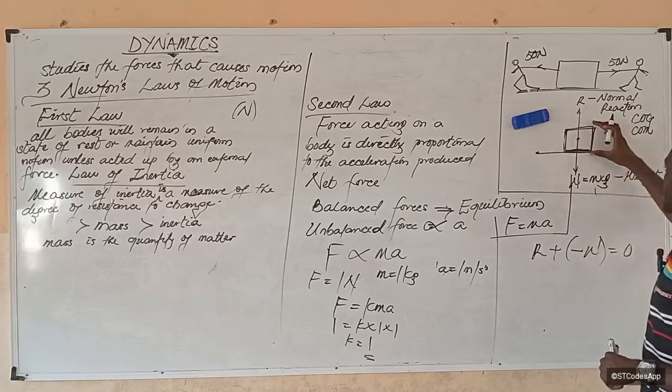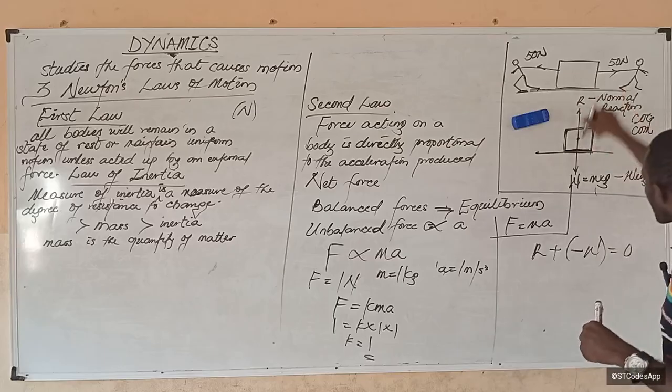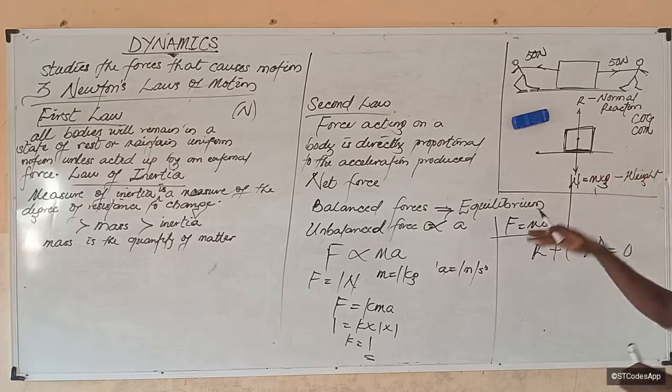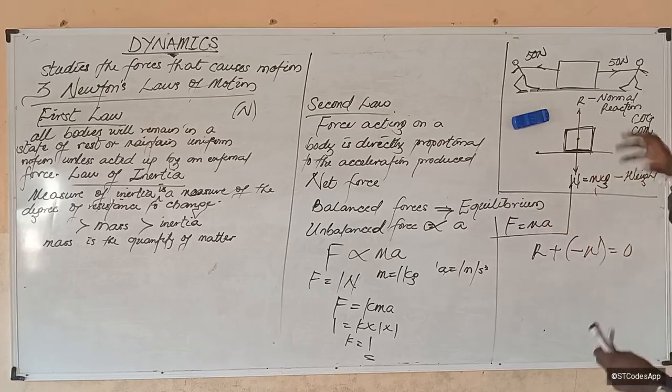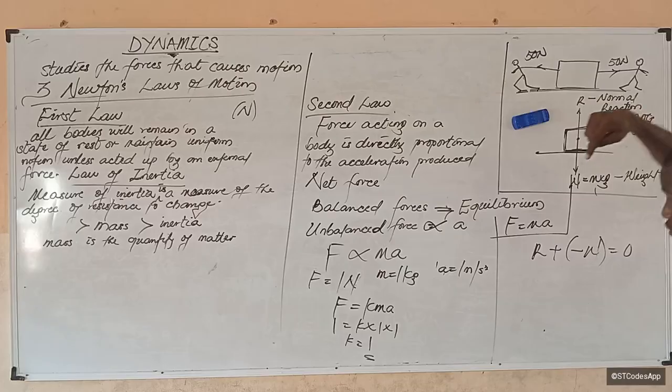It would mean that the weight of this body was greater than the normal reaction. For example, if this body was on the air surface, what will happen? The weight will be greater than the normal reaction between air and the surface. So that body will keep going down.